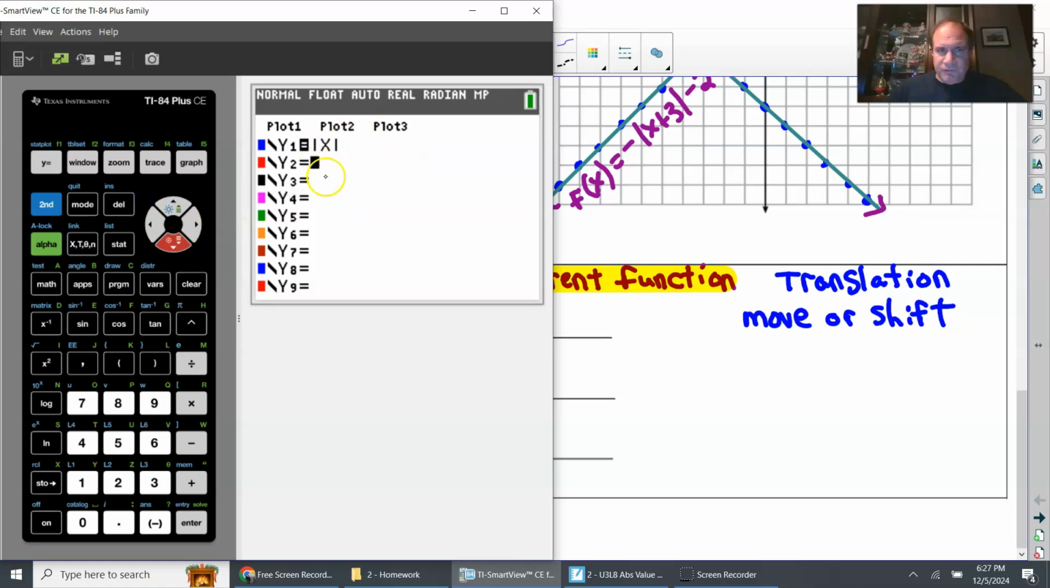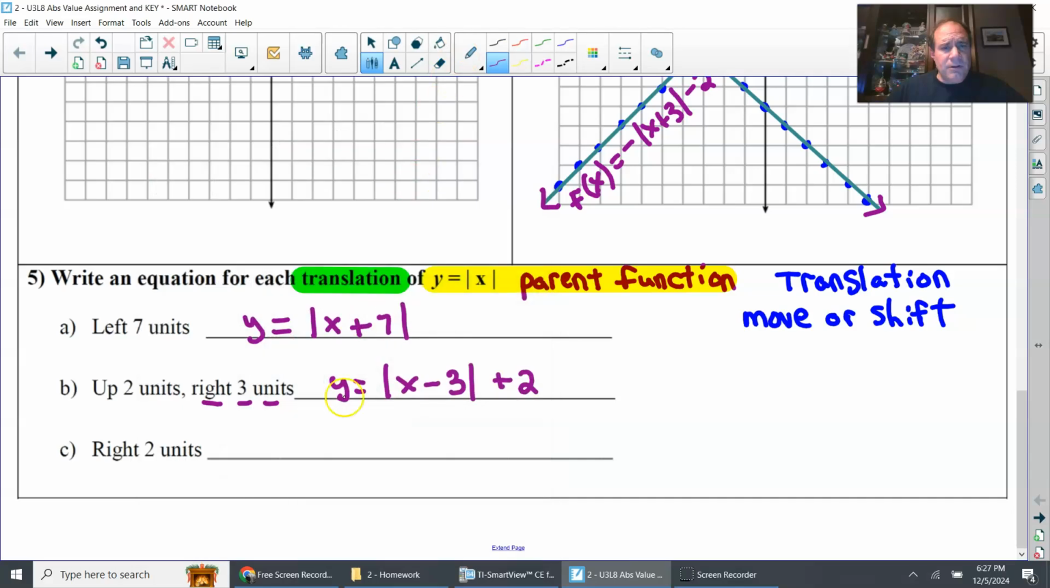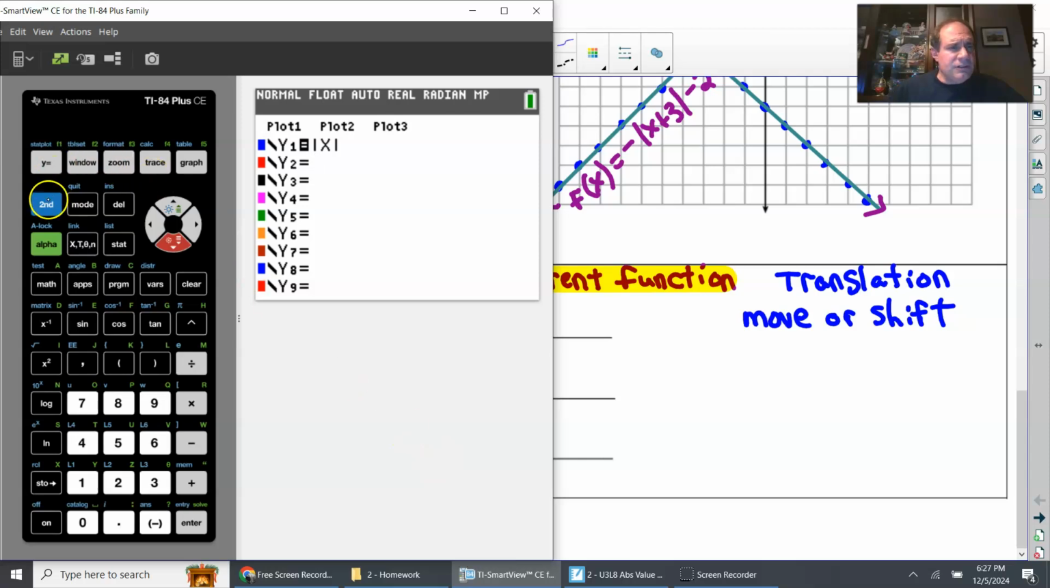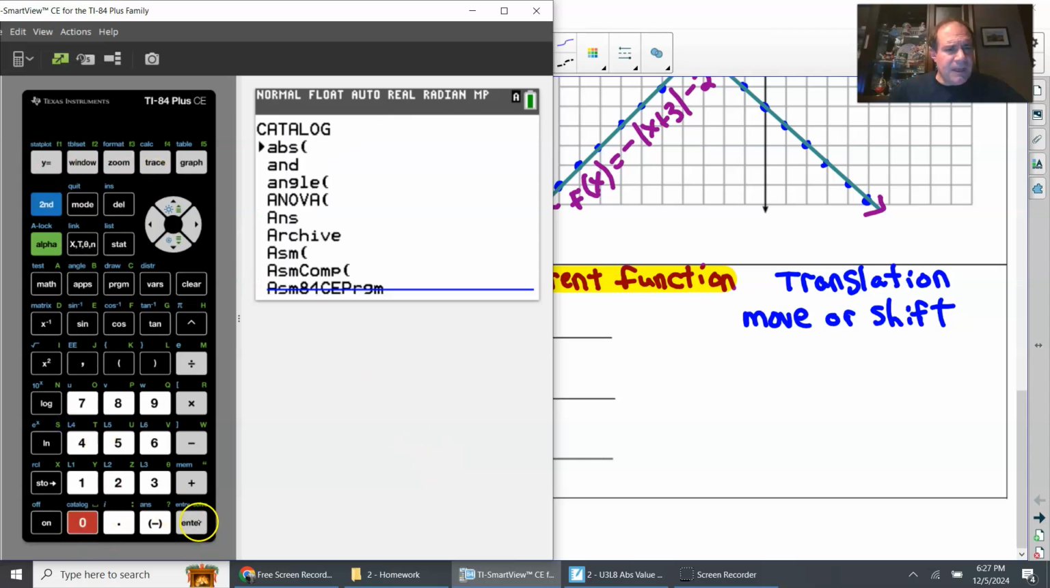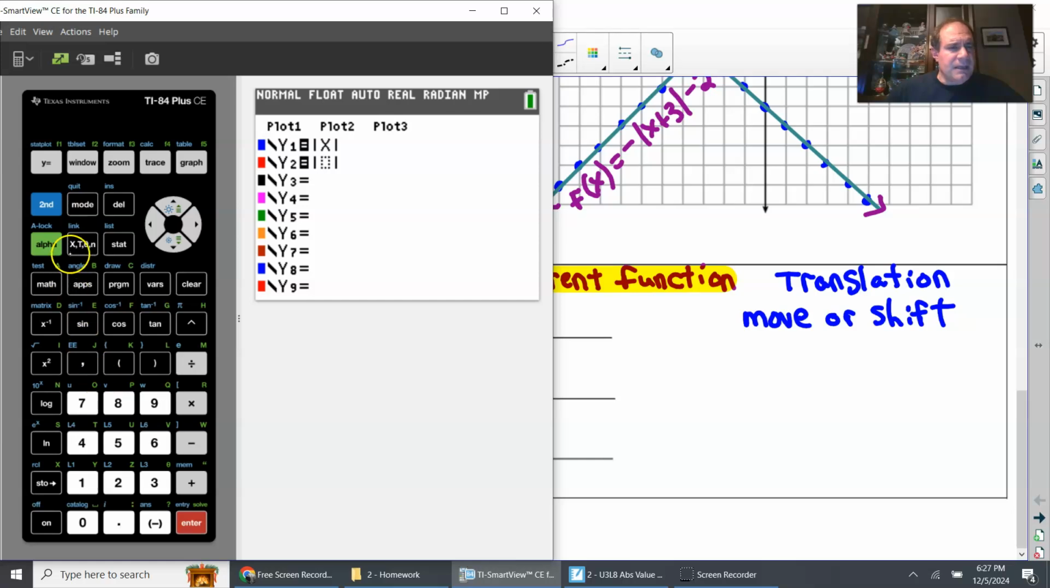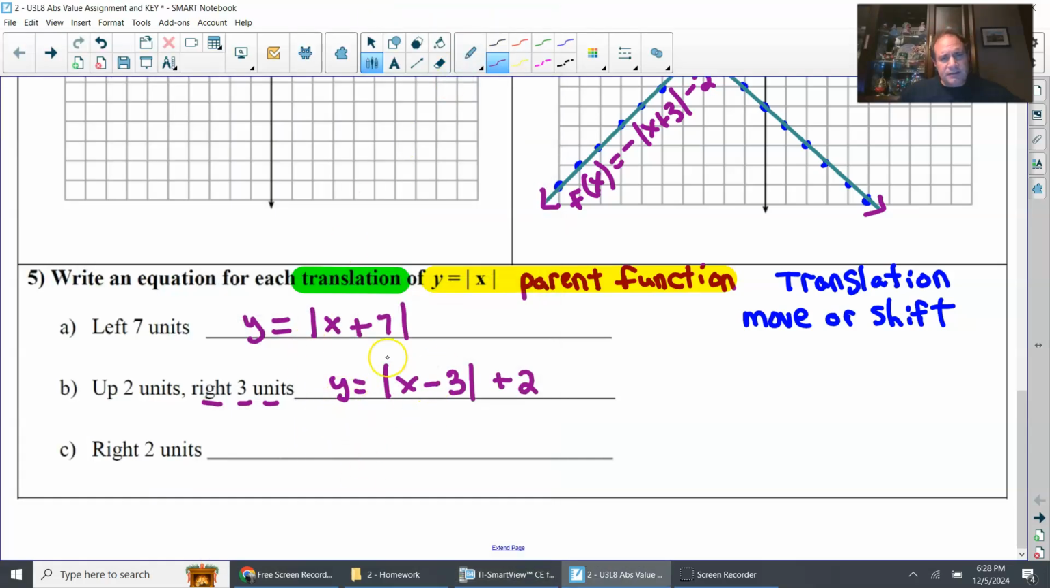And now I'm going to move down, and I needed to go 3 to the right and 2 up. So x minus 3, second function, and then enter, and then x minus 3, and then plus 2. So look, this is what I had down, and I'm going to check it on the calculator that it does go up 2 units and right 3 units.